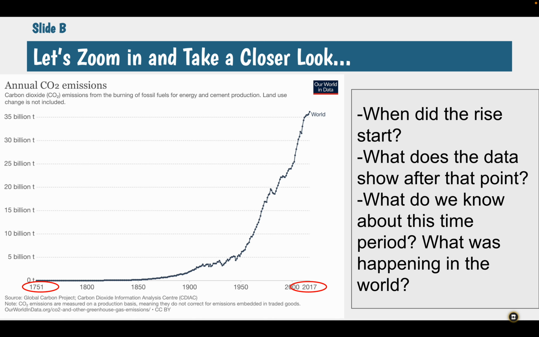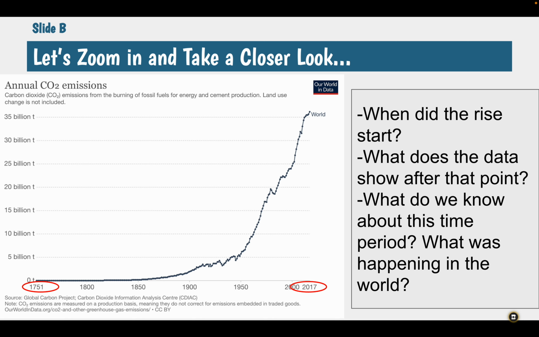And if we start to think about, well, what do we know about this time period? What's happening in the world? And I'll let you think on that for a moment. Maybe think to your social studies classes. And maybe you're thinking about the Industrial Revolution, and you'd be right. So around 1751-ish into the 1800s, we are experiencing the Industrial Revolution.